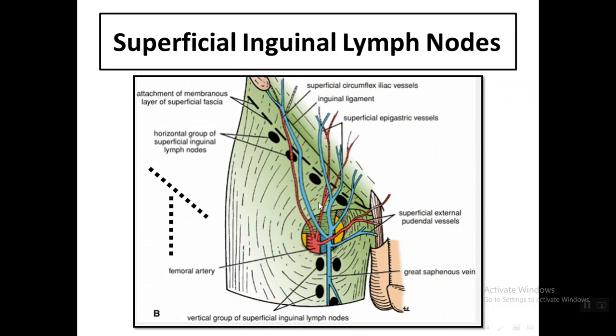This arrangement forms the shape of the letter T. This is the horizontal group, parallel to the inguinal ligament, and we have the vertical group parallel to the great saphenous vein. So it forms a T-shaped arrangement of the lymph nodes in the superficial fascia.